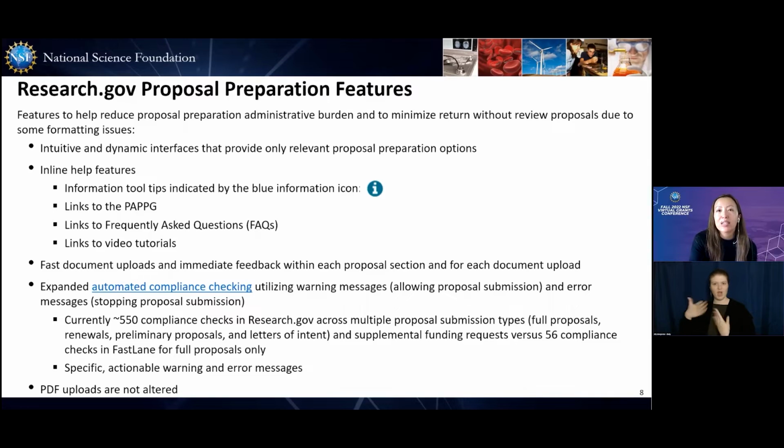And lastly, PDFs are not altered. So in FastLane, we had to take the PDF and redistill it. Sometimes the resolution of graphs or images is lost. In Research.gov, we are not touching that PDF. We're not redistilling them. So the integrity of graphics and images is intact.